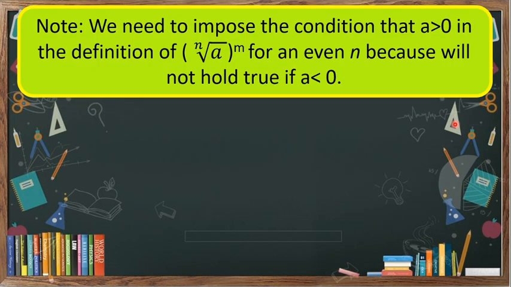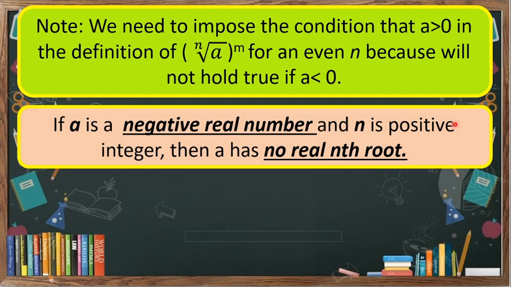And we have here notes. We need to impose the condition that a must be greater than 0 in the definition of the nth root of a to the m power for an even number, because it does not hold true if a is less than 0. Now, if a is a negative real number and n is a positive integer, then a has no real nth root. And how?